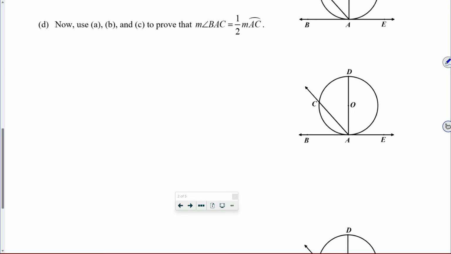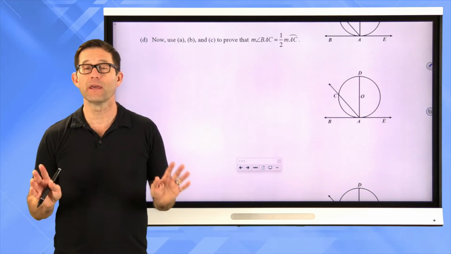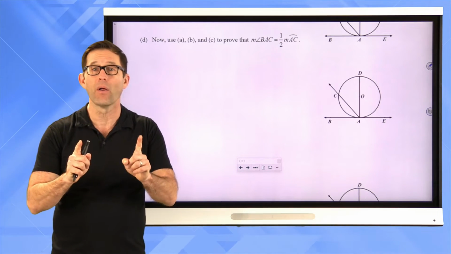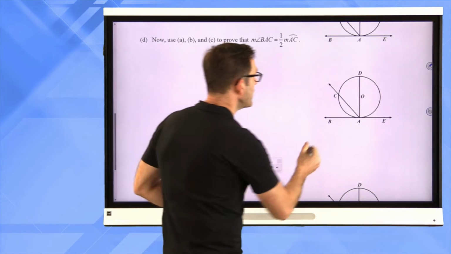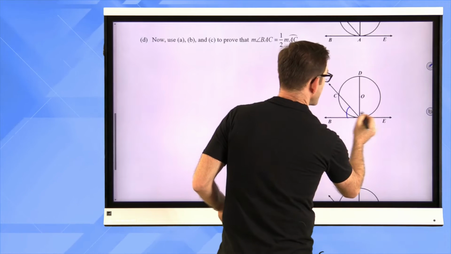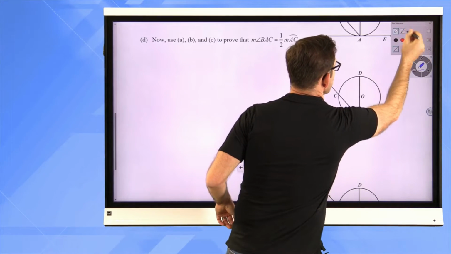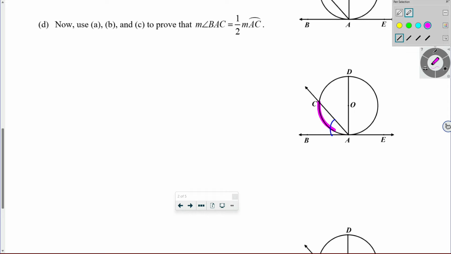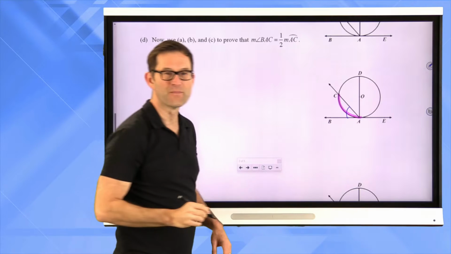Letter D. Now use A, B, and C to prove that the measure of angle BAC is equal to 1/2 the measure of arc AC. So again, I want you to really keep your eye on the ball. What I want to now prove is that the measure of this angle is going to be 1/2 the measure of this arc. That's what I'm going with, all right? So let's get it done, okay?